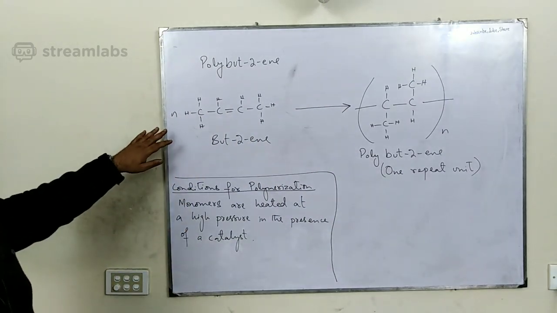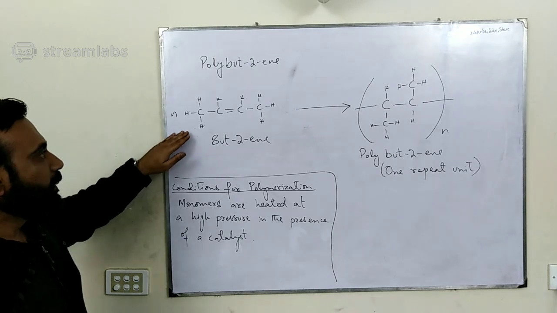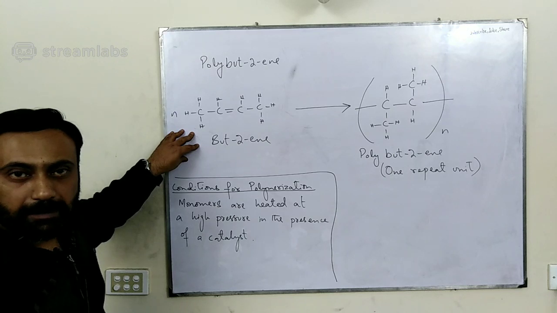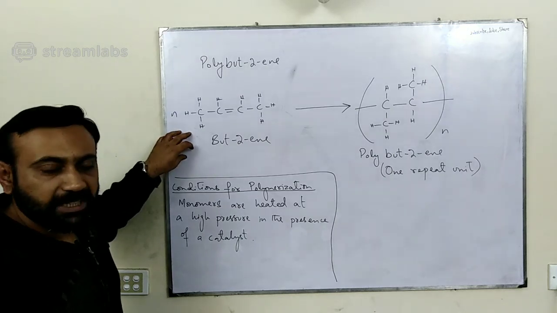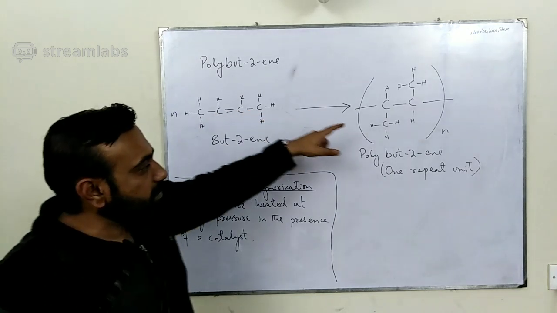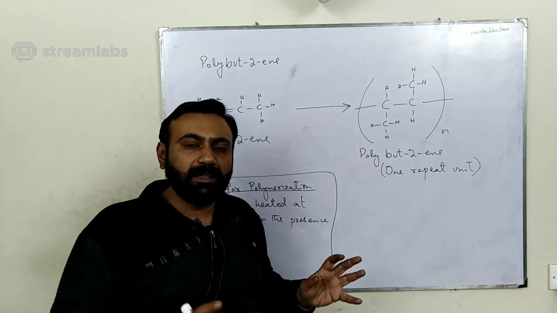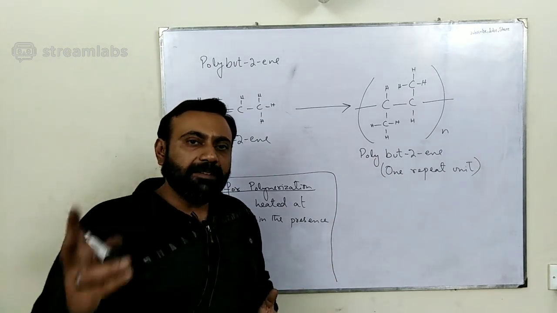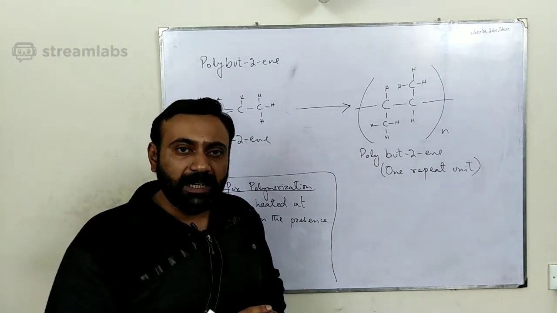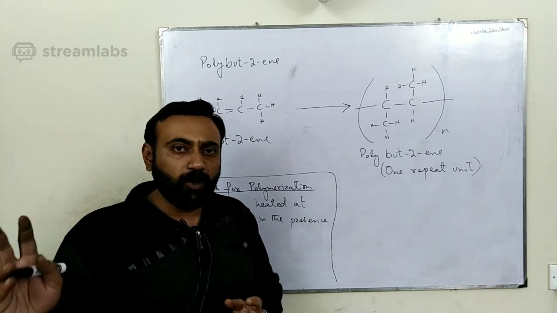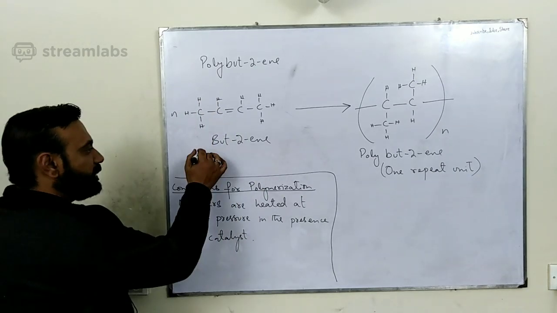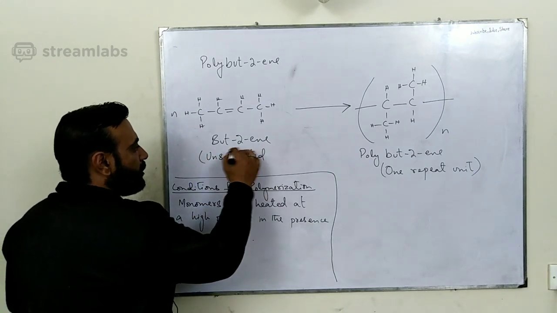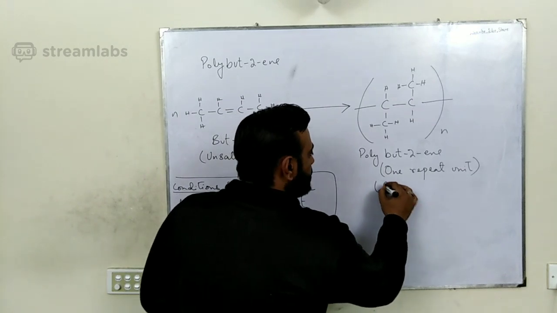Another difference that you must have observed by now is that these monomers had carbon to carbon double bonds in them. That means they were unsaturated compounds. But in polymers, all of the bonds are single bonds. That means they are saturated compounds. So even the polymers formed by the combination of unsaturated monomers are still saturated. So this is unsaturated and the polymer is saturated.